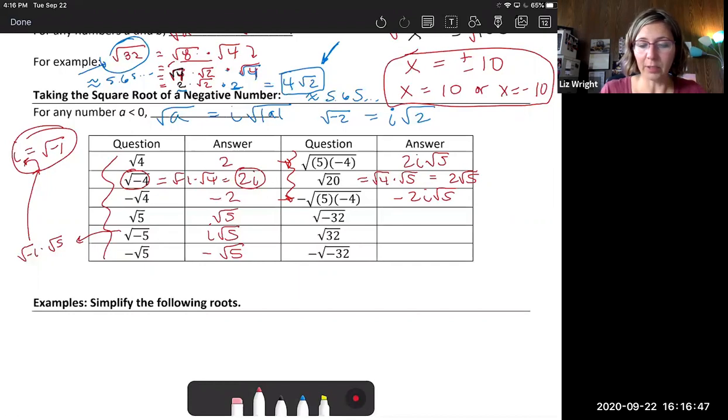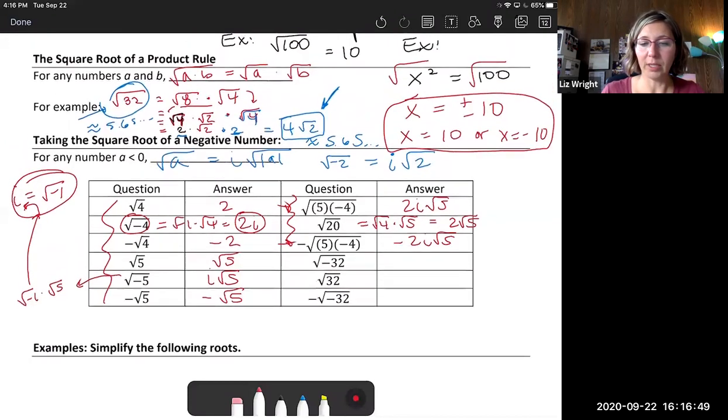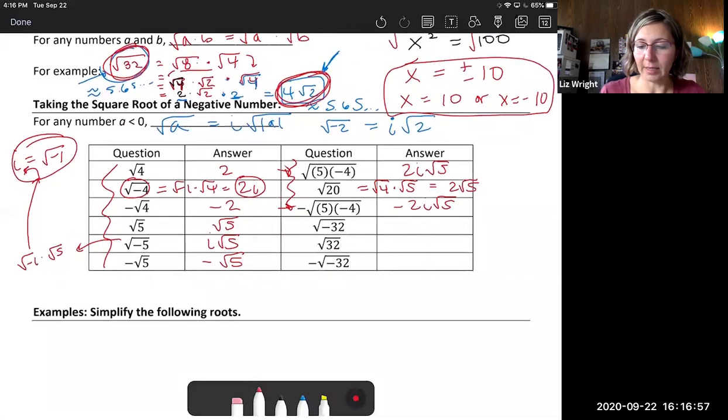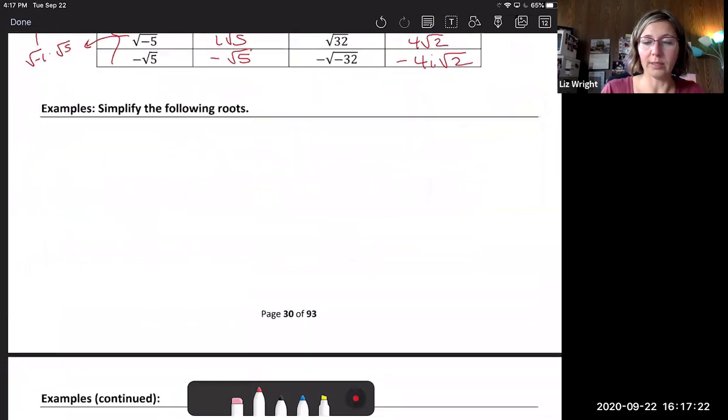And then our square root of negative 32. I want you to come up here. I already did this one. The square root of 32 we know is 4 rad 2. So let's just apply that down here. So the square root of negative 32 is going to be 4i rad 2. The square root of 32, already did it up above, is going to be 4 rad 2, which means the square root of negative 32, that's also negative, is going to be negative 4i rad 2. All right, so that's just working on where our negative is and how we place that. So now we're going to work on simplifying roots.